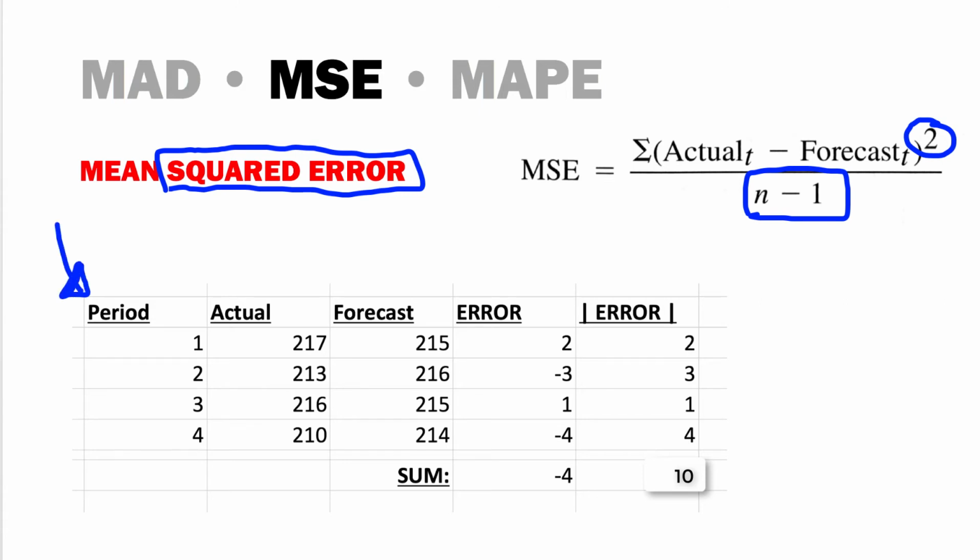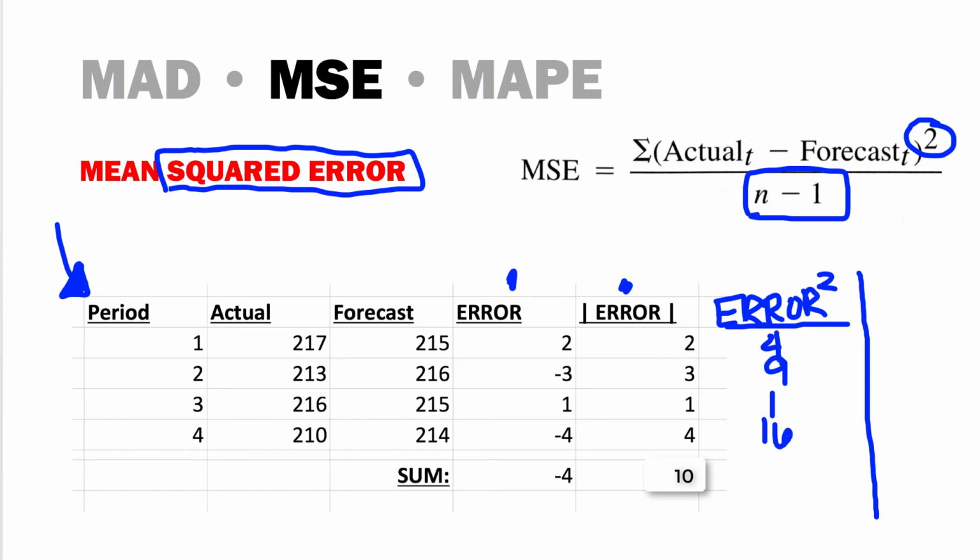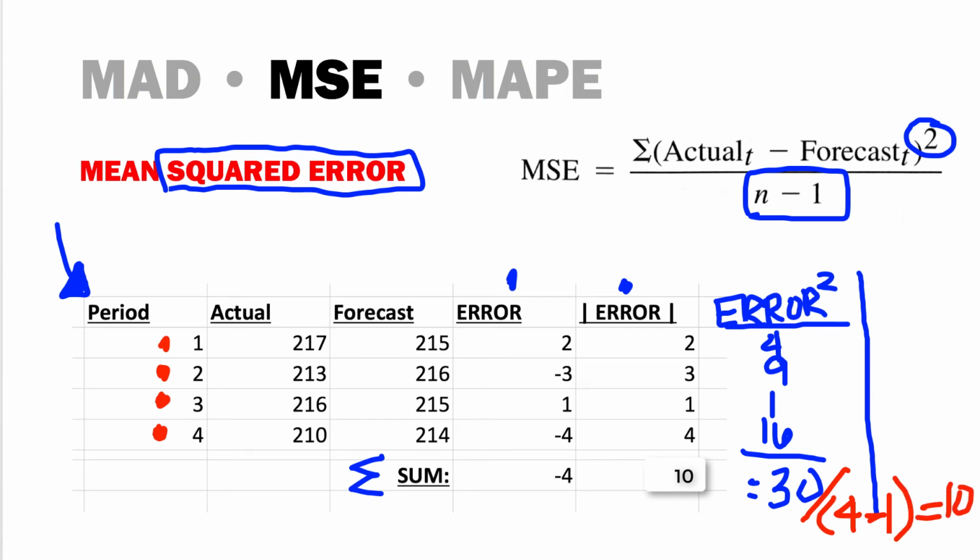Below we have the work we just completed in Excel form. And as I'm sure you guessed, the next thing we're going to do is square the error. Now we get the sum, which equals 30. And now we want to divide this by n, which is 4, minus 1 equals 3. 30 divided by 3 is 10. The MSE, or mean squared error, for this problem would be 10.